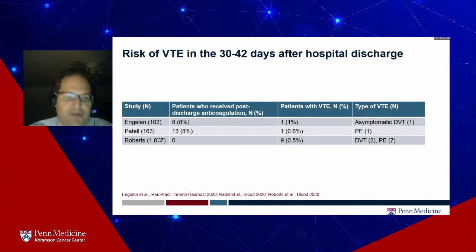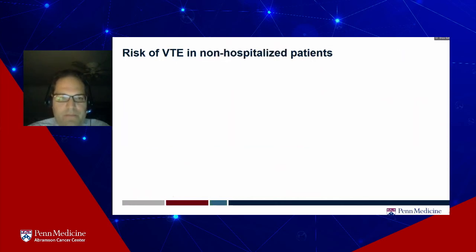And then lastly, a larger study, almost 1,900 patients from the United Kingdom, none of whom were discharged on prophylactic anticoagulation, and only 9 or 0.5% of these patients developed venous thromboembolism in the 6 weeks after discharge. So I think these data are quite reassuring that despite the infrequent use of post-discharge anticoagulation, the rate of VTE after discharge appears to be quite low.